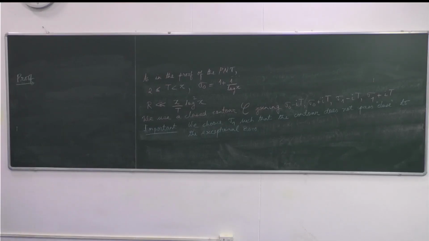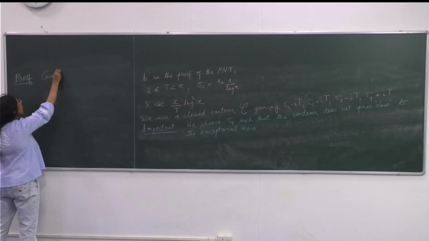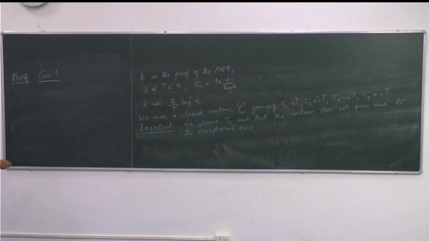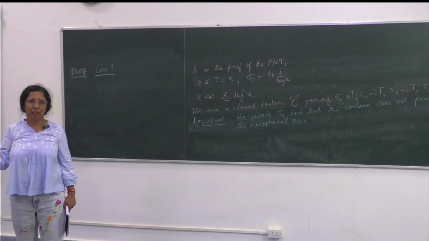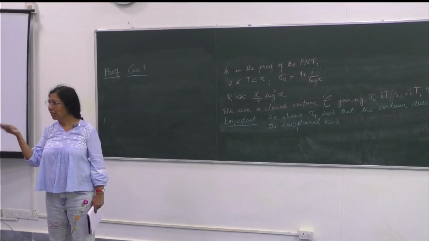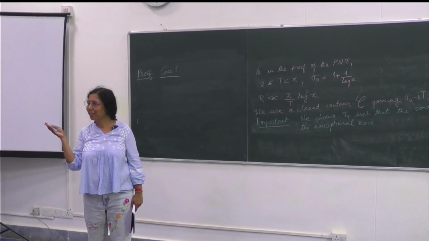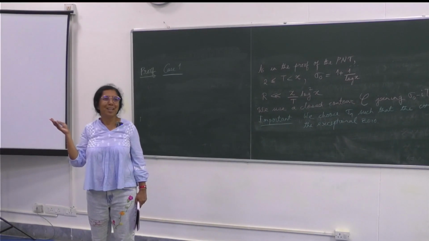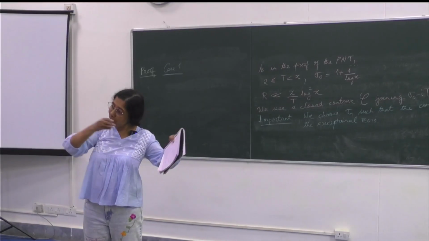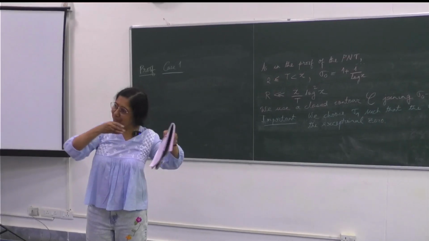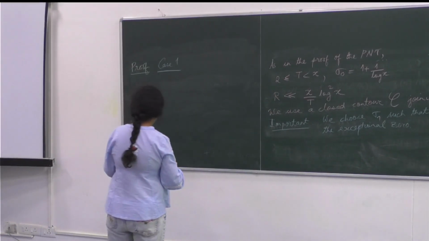So case 1. There will be 3 cases. Case 1, when there is no exceptional 0. Case 2, when there is an exceptional 0. So what is case 3? Case 3 is case 2 broken up into 2 parts, when the exceptional 0 is close and when the exceptional 0 is firm. Okay, these are the 3 cases that we will look at.